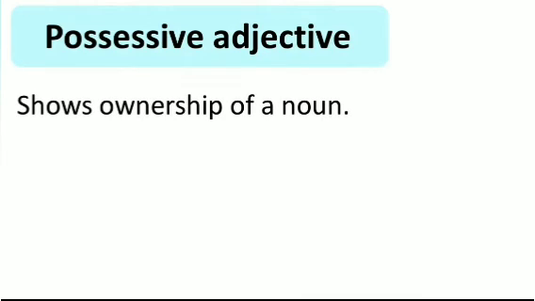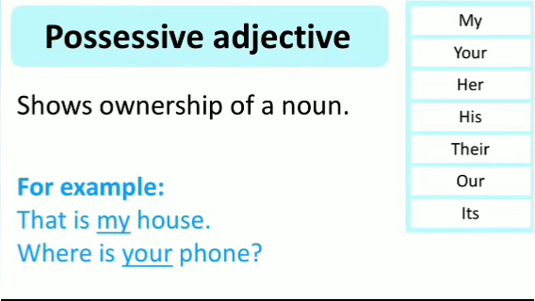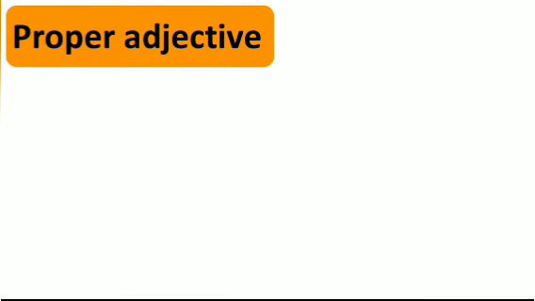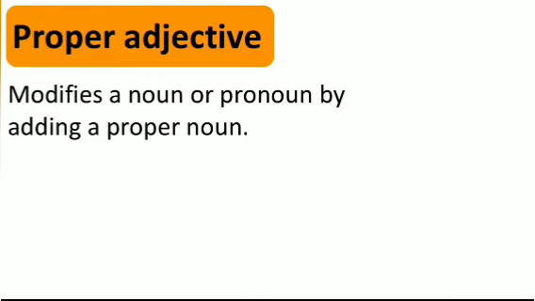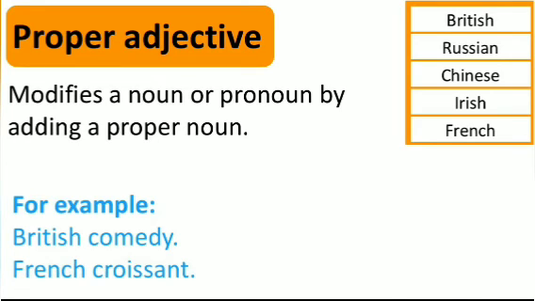Possessive adjective. This type of adjective shows ownership of a noun. This includes my, your, her, his, their, our, its. For example, that is my house. Where is your phone? Proper adjective. This type of adjective modifies a noun or pronoun by adding a proper noun. Examples of proper adjectives include British, Russian, Chinese, Irish, French. For example, British comedy, French croissant.